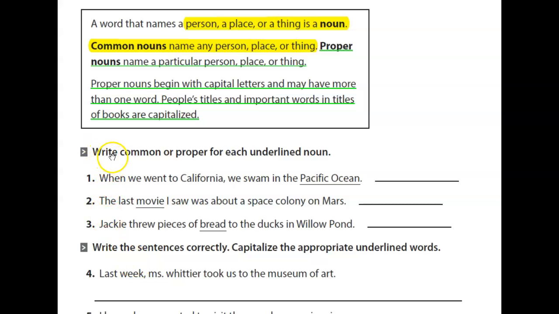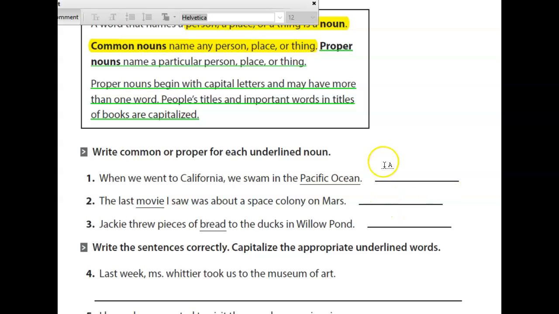The directions for number 1 say write common or proper for each noun. Write common or proper for each underlined noun. When we went to California, we swam in the Pacific Ocean. So I see Pacific Ocean is underlined. I know that the Pacific Ocean is a thing. Do we know which ocean it is? You're right, we of course do. So that means it is what kind of noun? Exactly, it is proper. So I want you to do that same routine for numbers 2 and 3.